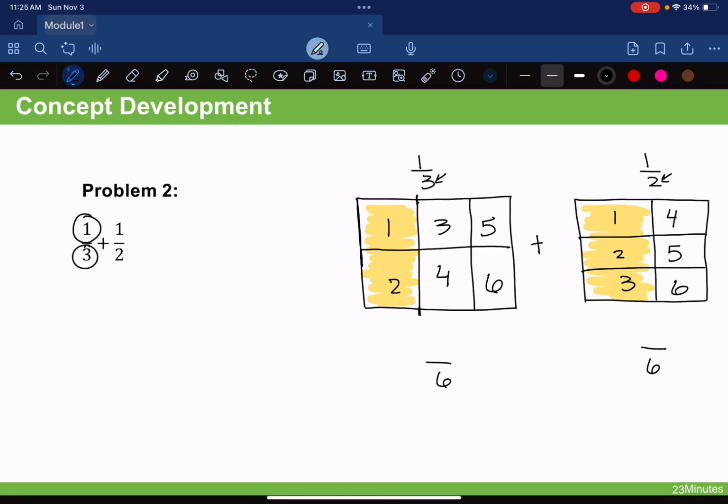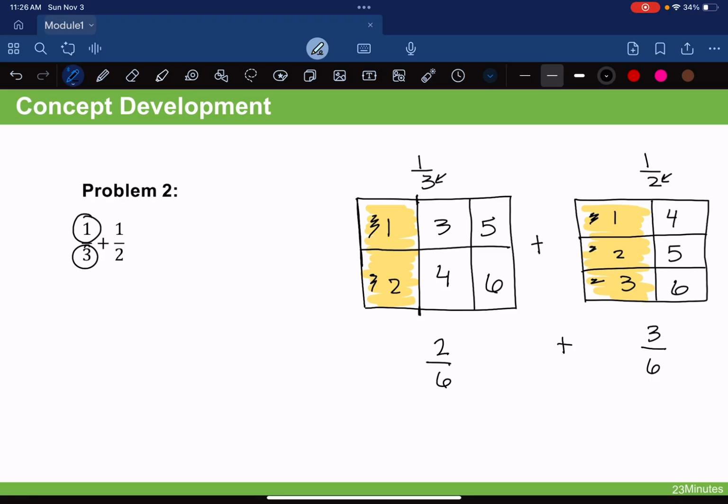My 1/3 ended up changing to 2/6 because I have a total of 2 shaded in out of 6. And my 1/2 will change to 3/6 because I have a total of 1, 2, 3 shaded in out of 6.